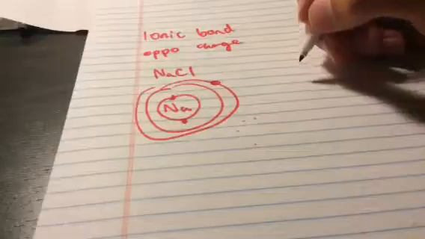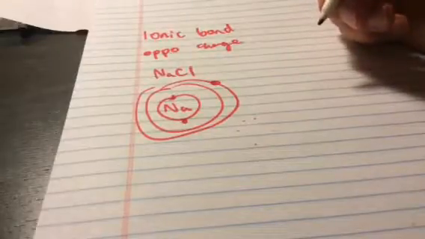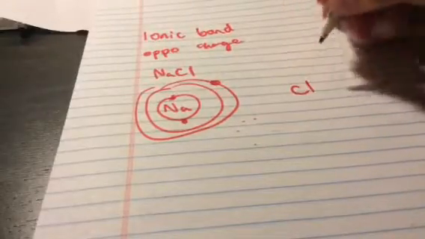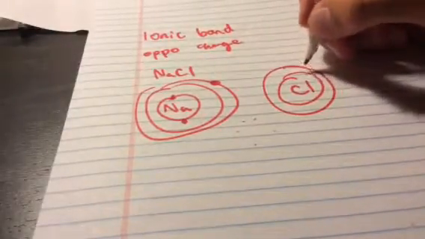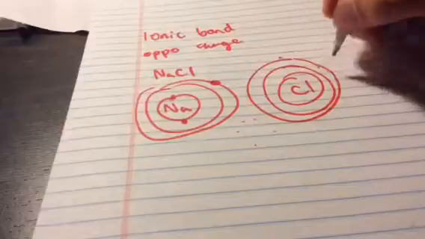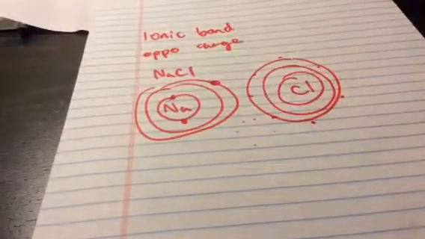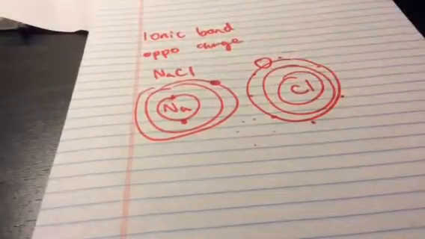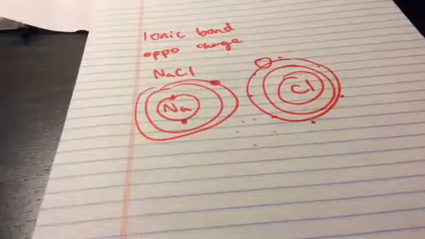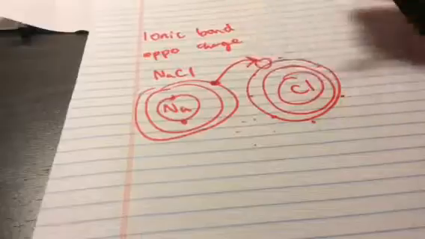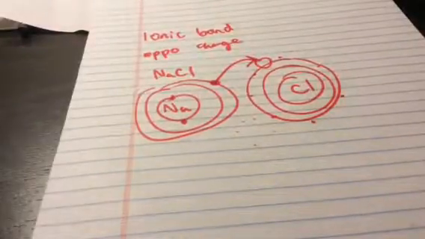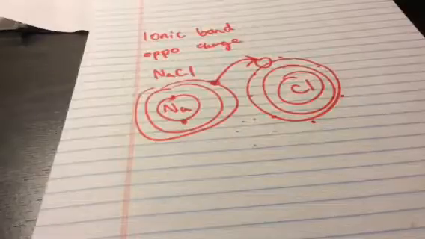But then in chlorine, the atomic number is 17. So then you've got your 2, your 8, and you've got 7. 1, 2, 3, 4, 5, 6, 7. But you have 1 left. So what you do is you transfer the 1 valence electron in the sodium to the chlorine, and then they both are filled.